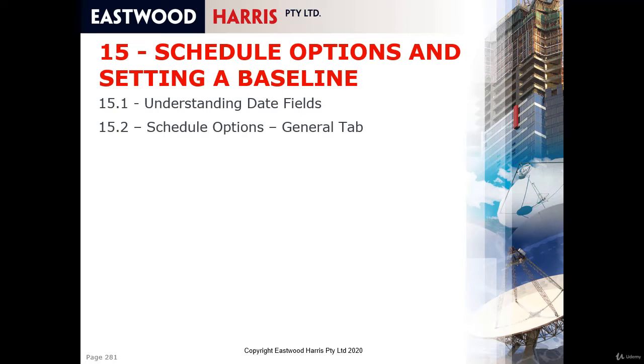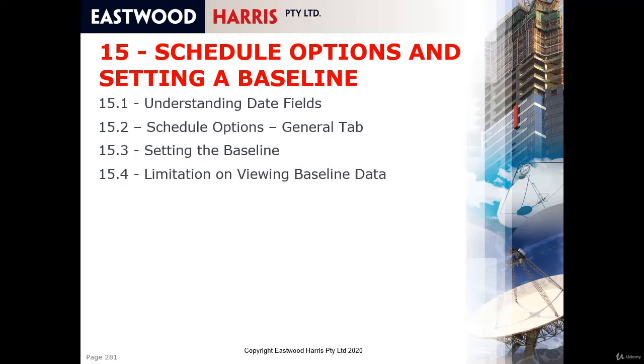We'll look at the Schedule Options General tab. We'll look at how to set a baseline, and then we'll look at the limitations of what data you can see from the current schedule when you view the baseline data. We'll then go on and do a workshop 13. We'll have a look at how to add WBS activities, level of effort activities, and then we'll set a baseline on the project that you've created.